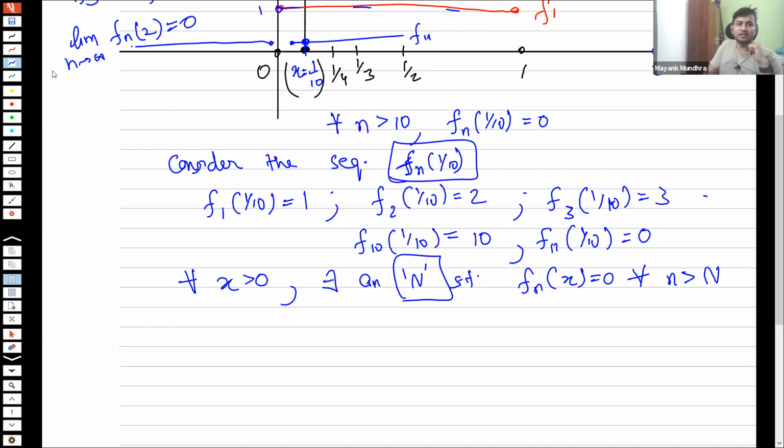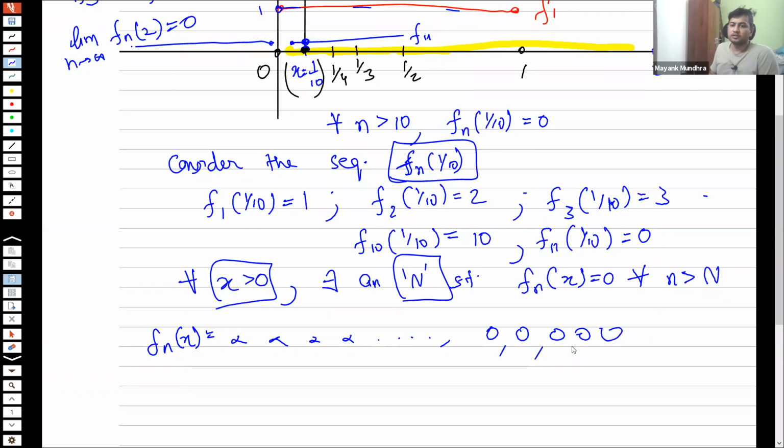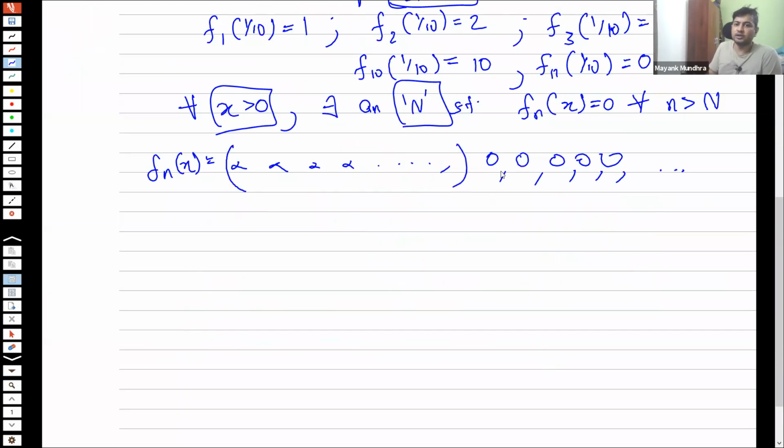So take any positive x here on the x-axis. After some point, all the functions Fn will be 0 at this x. So no matter what x you take, as long as it is positive, the sequence Fn of x will look like a set of numbers followed by a lot of zeros. So any such sequence will have a limit of 0. It will have finitely many non-zero elements, and after that infinite zeros, for any positive x. So limit n tending to infinity Fn of x is equal to 0 for all x not equal to 0.